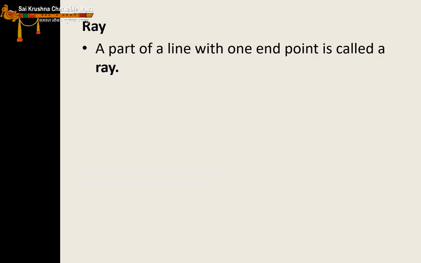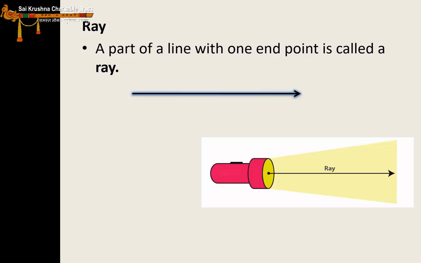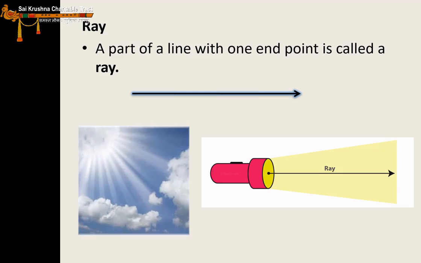A part of a line with one endpoint is called a ray. A good example of a ray is a beam of light. The starting point of the light, or the origin of the light, is the endpoint, and this ray continues indefinitely in one direction. Another example is that of the beams of the sun. They start from the sun and they extend indefinitely in one direction.